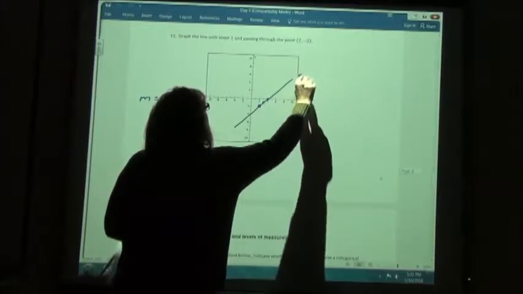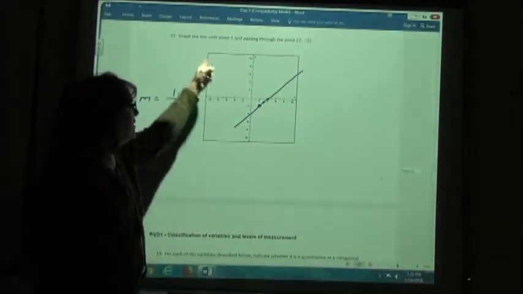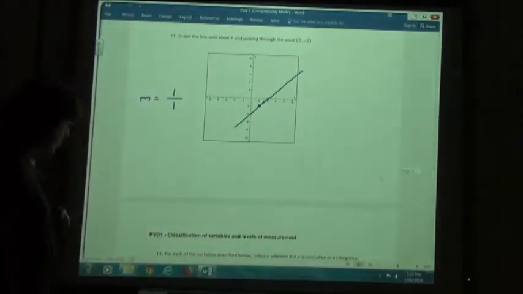Notice again as I connect my dots from left to right, since my slope is positive, I'm going up. If my slope was negative, I should be going down.